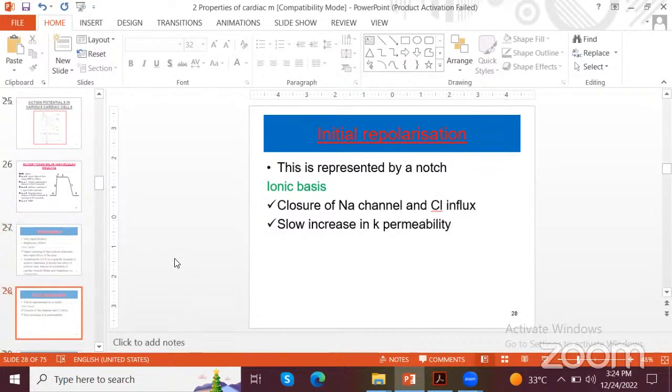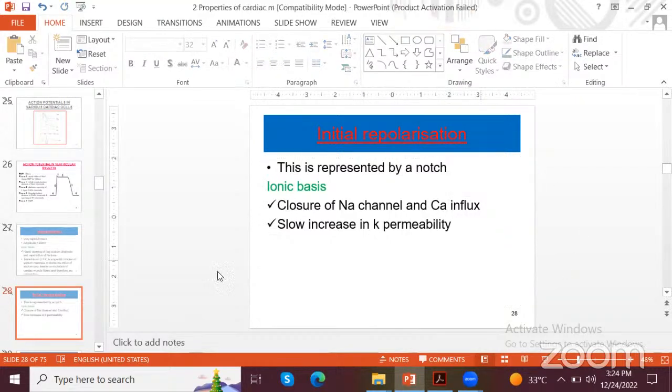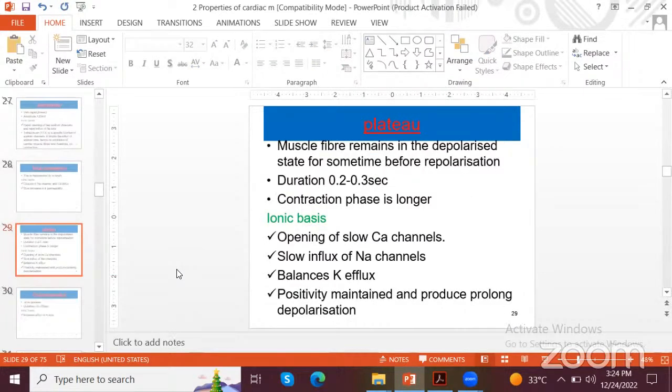The initial repolarization, that is the notch phase, is because of the closure of sodium channels and calcium influx. Sorry, instead of chlorine, we have to say it is calcium. And there is a slow increase in the potassium permeability. And the muscle fiber remains in the depolarized state for some time before repolarization. That is the plateau phase, which lasts around 0.2 to 0.3 seconds.